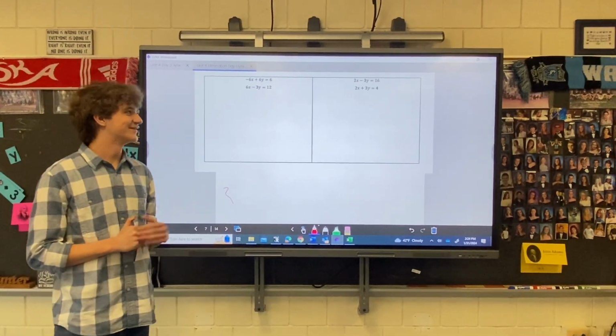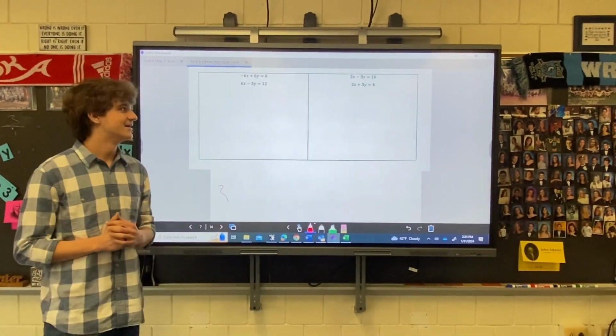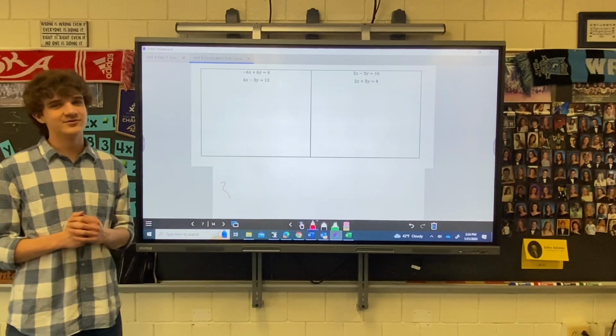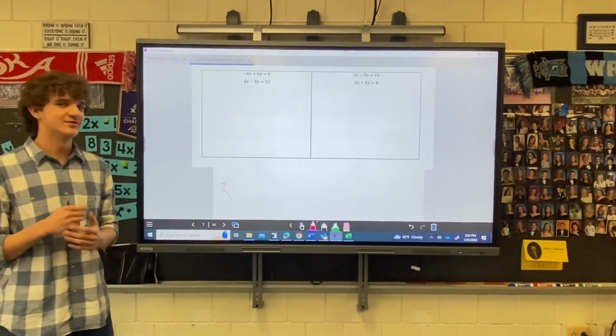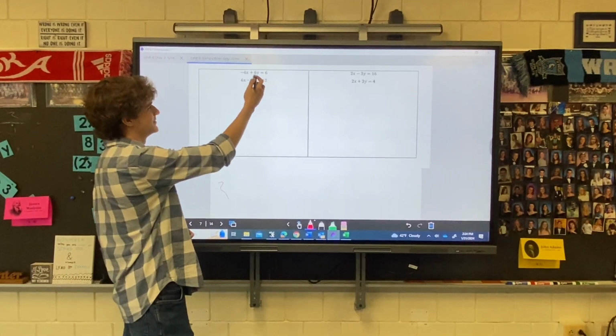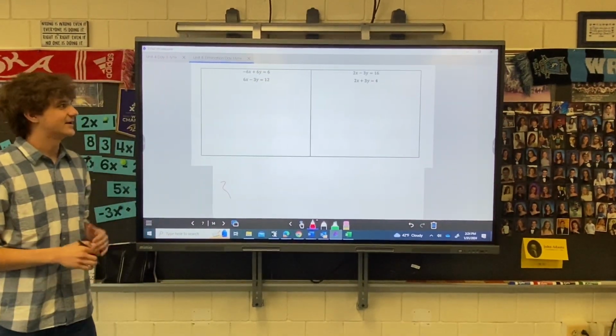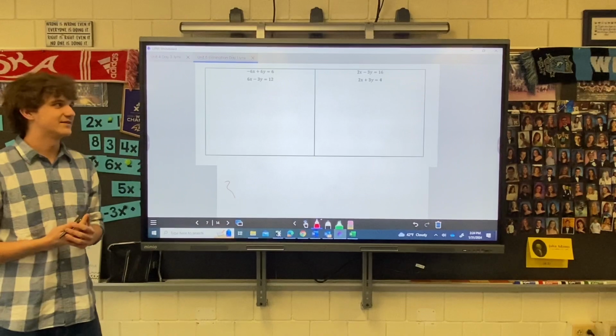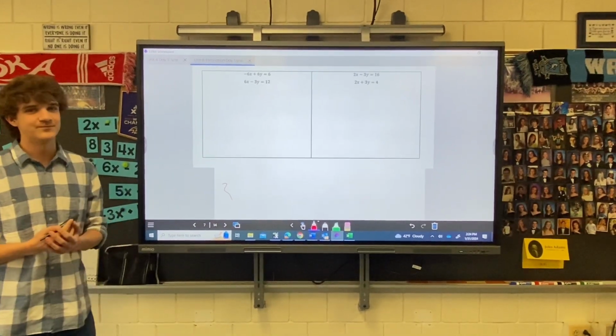Alright, so today we're going to be solving more systems of equations, and while some of them we can do with graphing and some of them we can do with substitution, we sometimes run into a situation where we can't really do substitution and we don't really know how to graph it. But there's a third method, and that's solving with elimination.